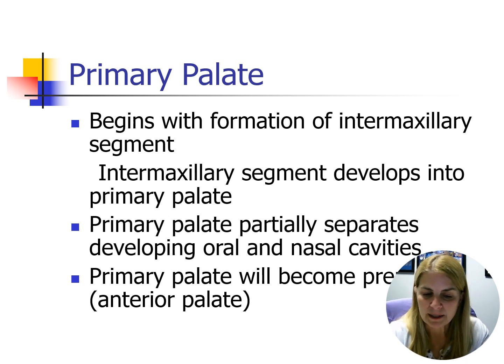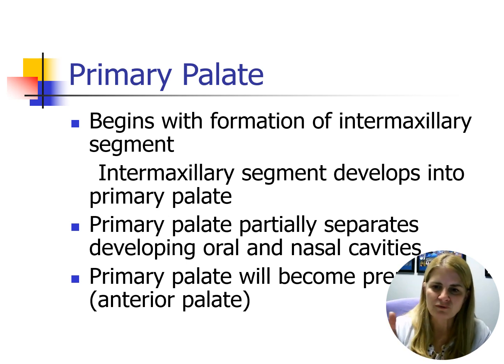So the intermaxillary segment develops into the primary palate. The primary palate partially separates the developing oral and nasal cavities. That primary palate will become the premaxilla, or the anterior palate, which is really the anterior 1/3 of the palate. The intermaxillary segment is what it starts as, gets a little bigger, then it's called the primary palate. Gets a little bit bigger, it's called the premaxilla, or the anterior palate, which is the anterior 1/3 of the palate. Now this intermaxillary segment, primary palate, is where our maxillary incisor teeth come from.